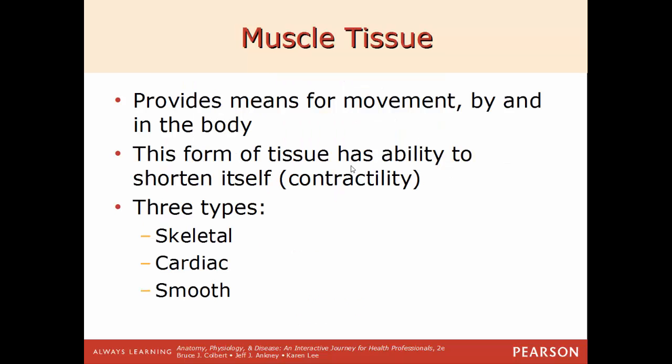All right, next we'll talk about muscle tissue. Of course, muscle will provide movement or locomotion. This is the only type of tissue that has the ability to contract itself, or shorten itself, for contractility. There are three types of muscles that we have in our body. We have skeletal, cardiac, and smooth.